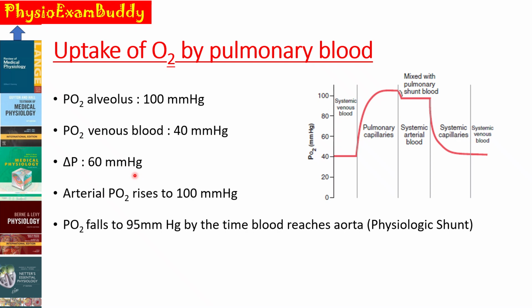and because of this pressure difference of 60 millimeters of mercury, oxygen diffuses into the pulmonary capillary from the alveolus through our respiratory membrane, and the blood partial pressure of oxygen rises almost to that of the alveolar air by the time the blood has moved a third of the distance through the capillaries. But later, when it reaches the level of the aorta, the partial pressure falls to about 95 millimeters of mercury, and this is because of the presence of the physiological shunt or the venous admixture.